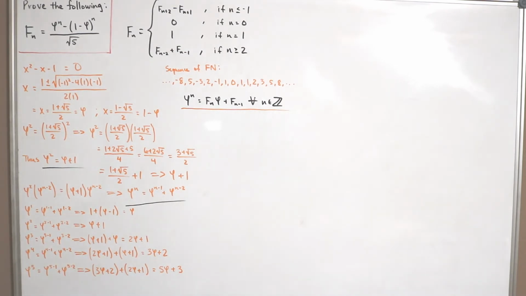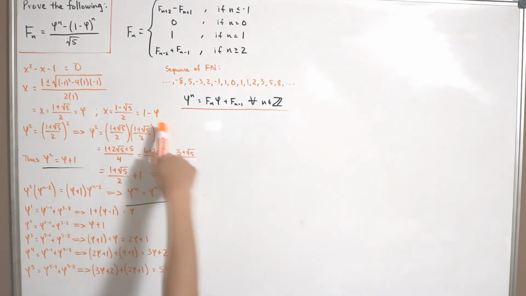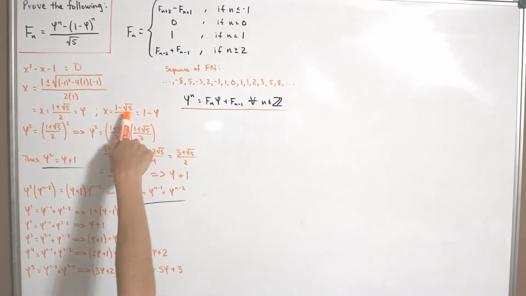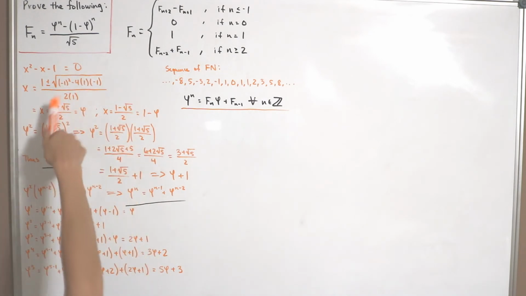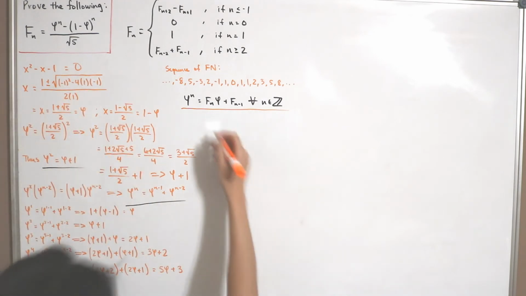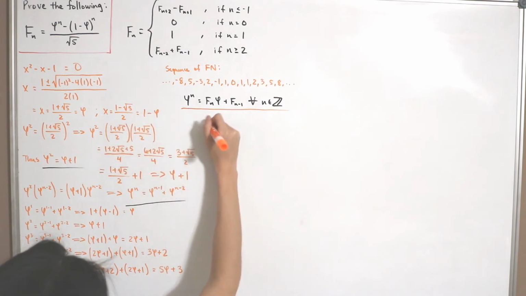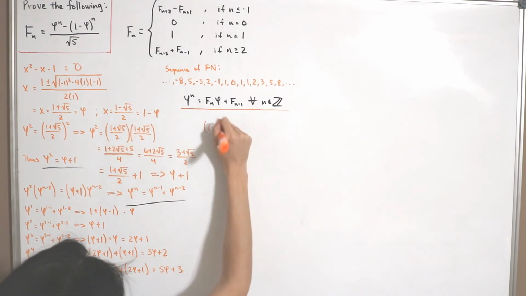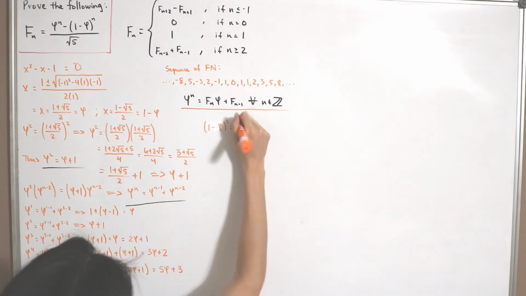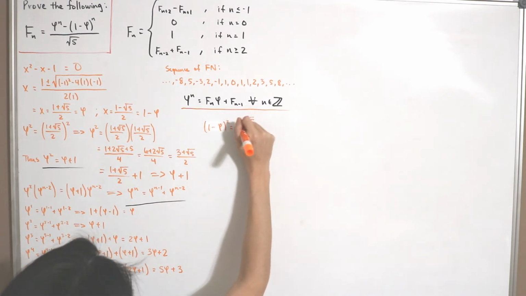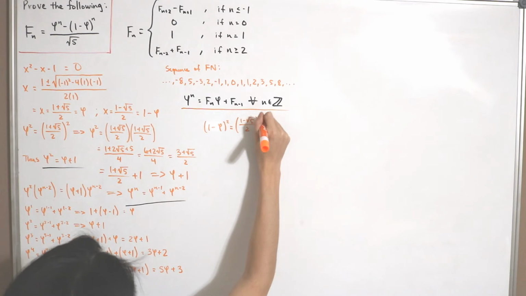Okay, so now we're going to do the same method as before. So we say that this is equal to 1 minus the square root of 5 over 2. That's part of the solutions from here, the two solutions. Next, I'm going to square both sides of the equation. So 1 minus phi squared is equal to 1 minus the square root of 5 divided by 2, squared.